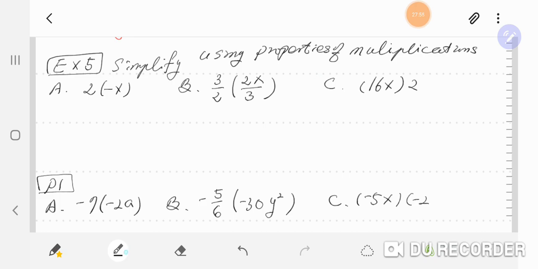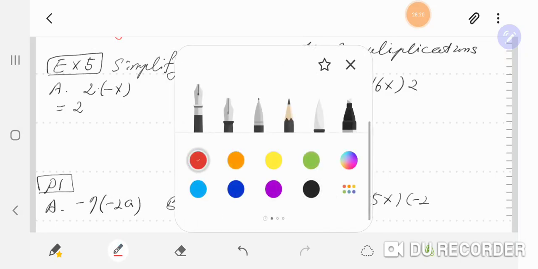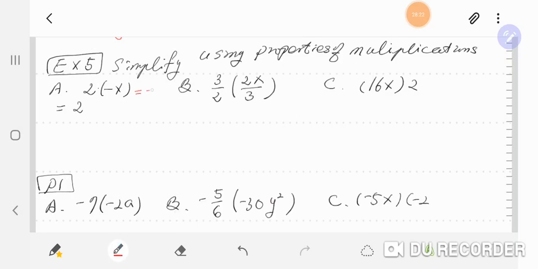Let's simplify the variable expression using properties of multiplications. So, when you multiply, what do we do? In this case, there are two numbers that are multiplied. One is positive, one is negative, then the result is negative. So actually the answer is negative 2x. But let's check how we got this is equal to negative 2x.